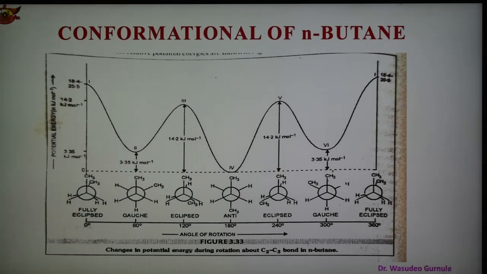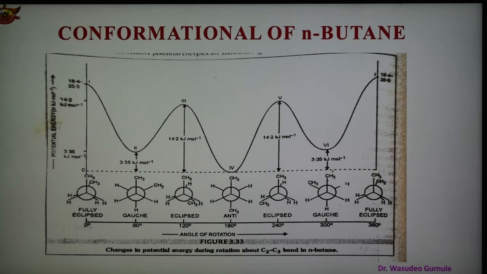So this is the diagram which shows the changes in potential energy during the rotation about the C2-C3 bond in the case of n-butane. Out of the 4 distinct conformations shown here, the anti conformation is the most stable. So anti conformation, structure number 4, is the most stable, and in this conformation the 2 non-bonded methyl groups and the 4 non-bonded hydrogen atoms are as far apart as possible. Therefore, there is minimum repulsion, and therefore it is the most stable conformer.